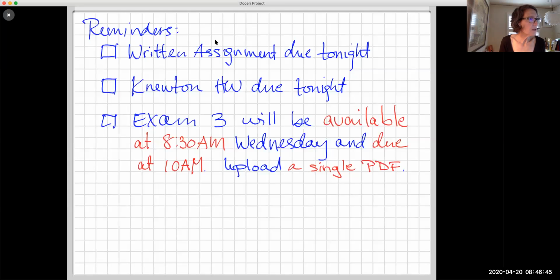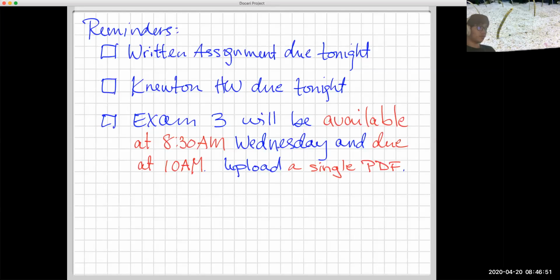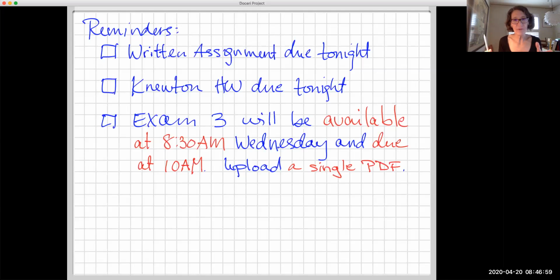Any questions about what's going on this week, the test? Will there be a PDF for the test? Yes. I'm going to upload a PDF and you can download that and print it. If you have a printer, that would be perfect. That's exactly what I'd love everyone to do. And then you scan it and upload it by 10 a.m.